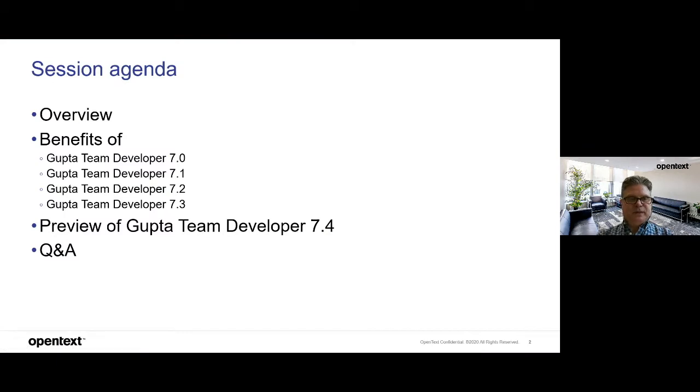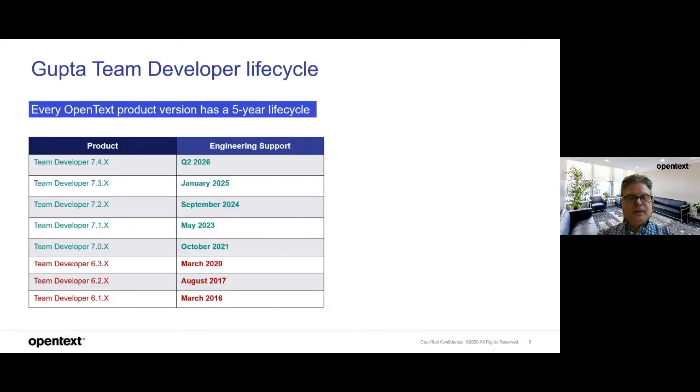So I'm going to talk about the benefits of TD 7.0, 7.1, 7.2, 7.3. And as an additional goodie, I will give you a preview of Gupta Team Developer 7.4. So you will see some of the new features that are coming next year in just a few minutes. And of course, you can always put your questions in the Q&A tool and we will answer them after this session. So again, the Gupta Team Developer lifecycle.